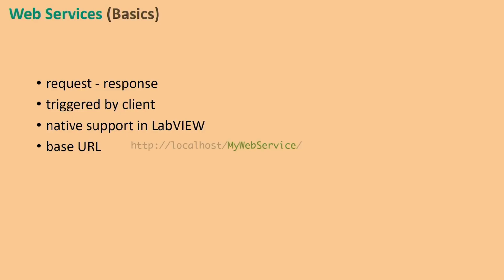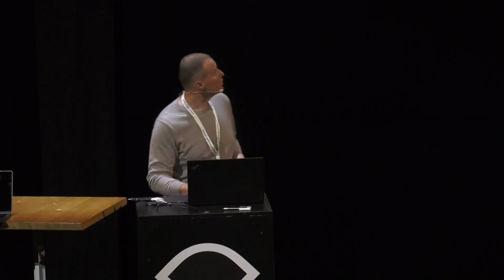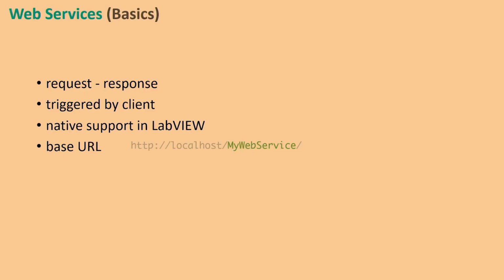This kind of API is exposed on a specific URL, as in a web browser. So there is some base URL after which all the endpoints are placed. There is an example here on the slide. You have a localhost, which is the IP at which the API is hosted, and the name of the web service, which in this case is my web service.